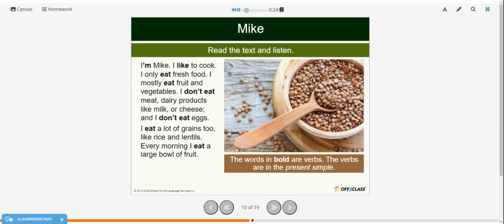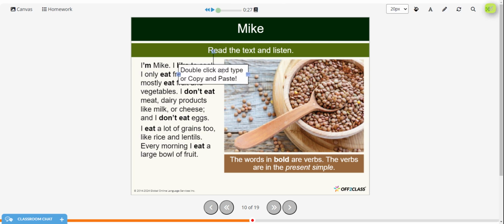I'm Mike. I like to cook. I only eat fresh food. I mostly eat fruit and vegetables. I don't eat meat, dairy products like milk or cheese, and I don't eat eggs. I eat a lot of grains, too, like rice and lentils. Every morning, I eat a large bowl of fruit.